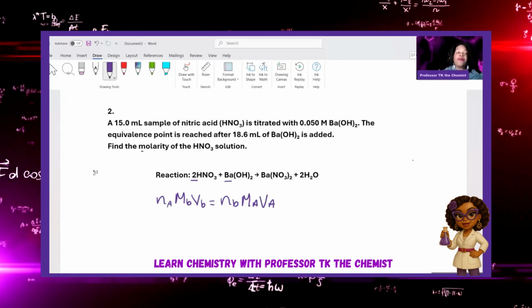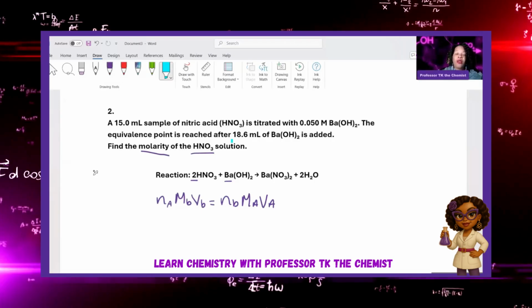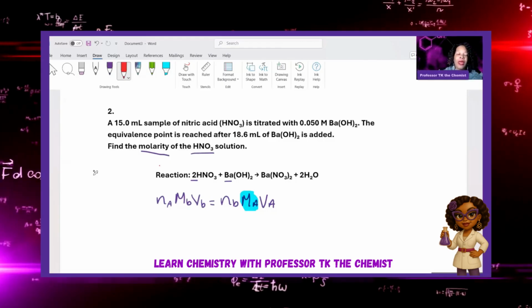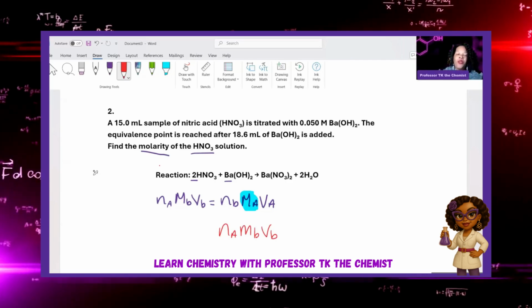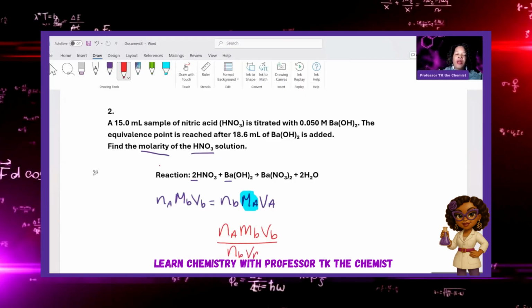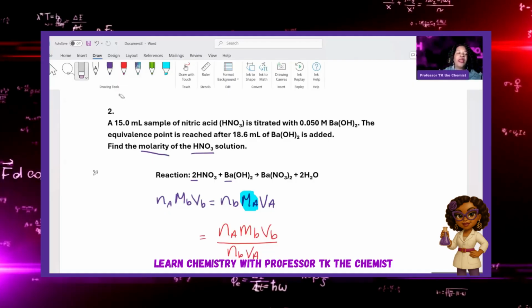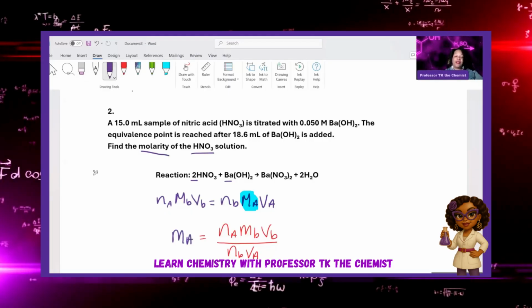In this case, they're wanting us to find the molarity of nitric acid, so I am going to solve for the M of A, the molarity of the acid. So I'm going to rearrange this problem, and I know that I'm going to have N of A, the moles of A times the molarity of B times the volume of B. That's going to go on the very top, and on the very bottom, I'm going to have the moles of B times the volume of A. That is going to equal your molarity of A, or the molarity of your acid.